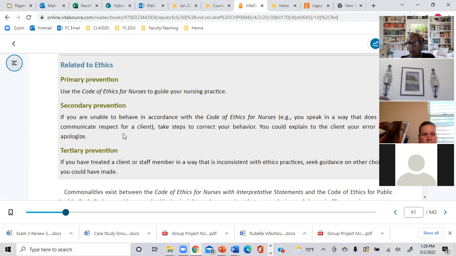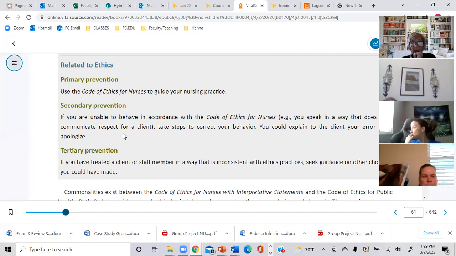Does everybody understand that? Everybody's quiet, which is fine, but do we understand that? Yes. Okay, so let's go to secondary. If you're unable to behave in accordance with the code of ethics, we take steps to correct your behavior. You could explain to your patient your error and apologize. Why is that secondary?